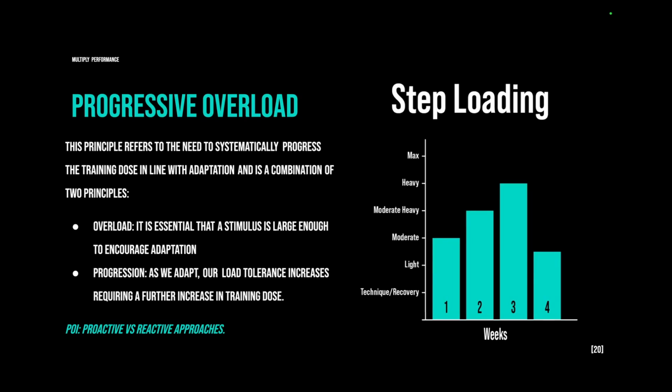So overload is the idea that it's essential to create a stimulus, or expose the body to a stimulus, that's large enough to promote adaptation. Progression comes down to the idea that as we increase in our level of fitness, our tolerance to load increases, our sensitivity to load decreases, and as a result we need larger training stimuli in order to promote further adaptation. So combining those two things together explains why we need to continually try to gradually progress load to meet the new threshold for adaptation as we move through a training program.